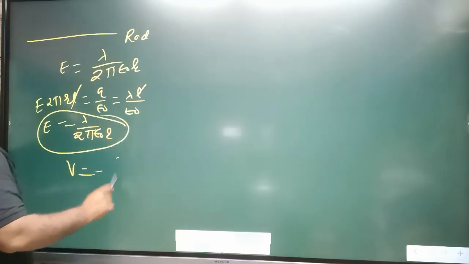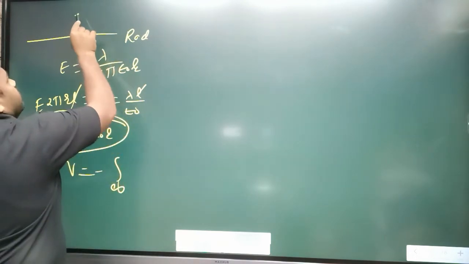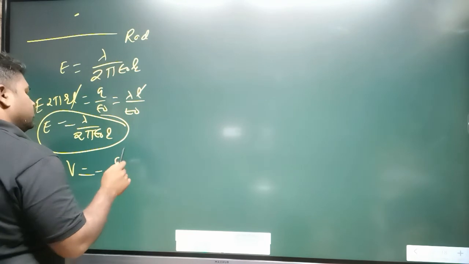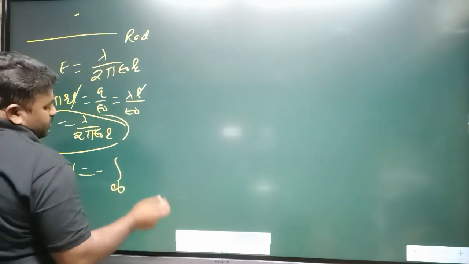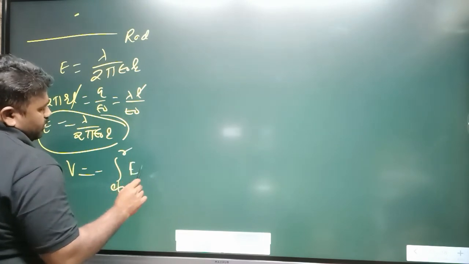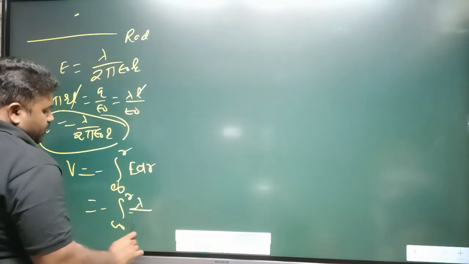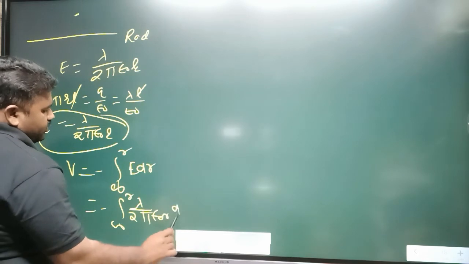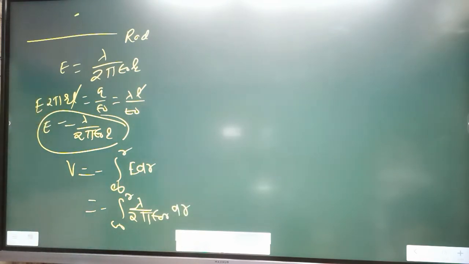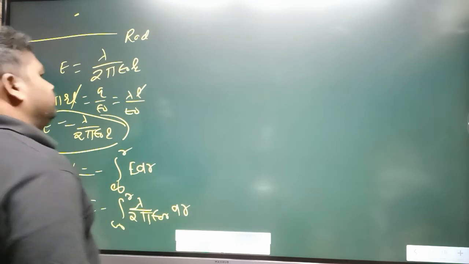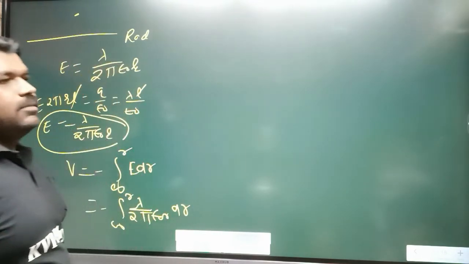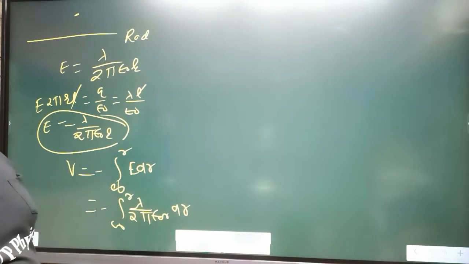V is minus integration infinity to, suppose infinity to small r, E dr. Minus infinity to small r electric field lambda upon 2 pi epsilon naught r dr. What is this integration value? ln r. Then we can substitute r is equal to infinity.